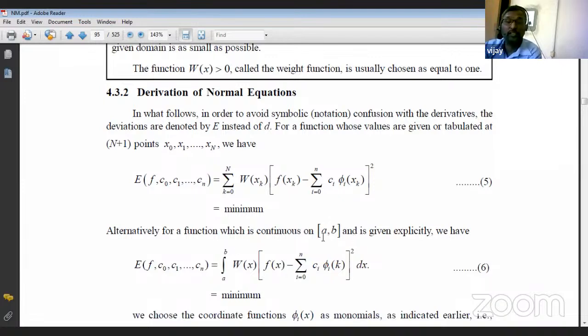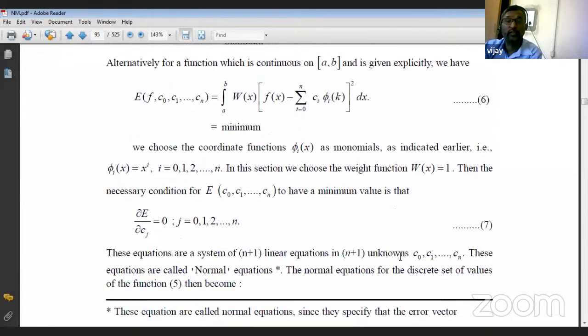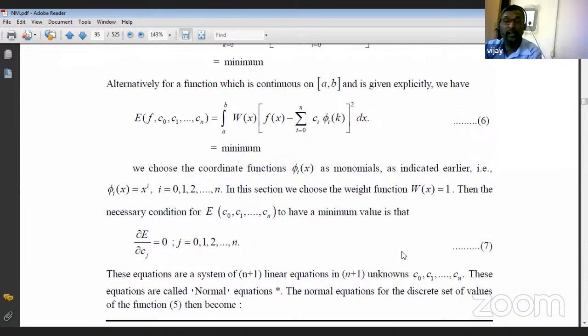Alternatively, if the interval a to b is given explicitly, we have E(c0, c1, ..., cn) as the integration from a to b of w(x) times the squared deviation, to be minimized. Here also, alternatively, minimize the integral of f(x) minus summation of i equal to 0 to n, ci phi_i(x), whole square, dx. We choose the coordinate functions phi_i(x) as monomials: phi_i(x) equals x to the power i, i equal to 0, 1, 2. In this section the weight function w(x) is equal to 1. Then the necessary condition for c0, c1, ..., cn to give minimum values is that the partial derivative of E with respect to c_j is equal to 0, for j equal to 0, 1, 2.